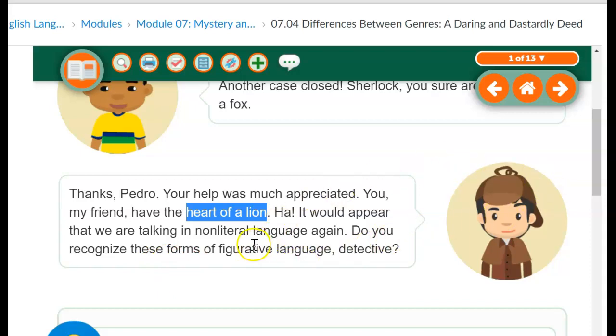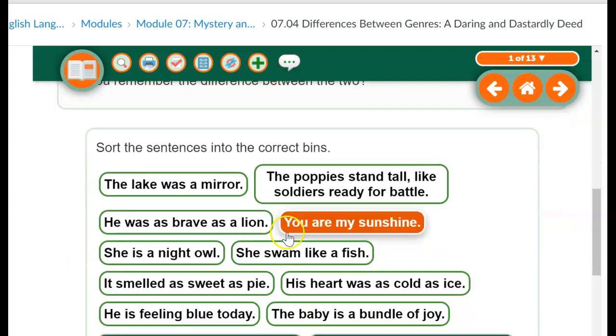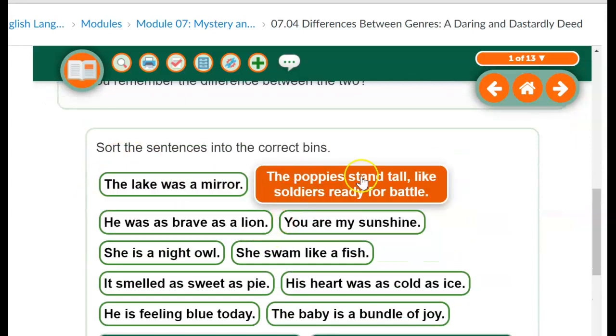So non-literal means not literal. Literal means exactly. So if I said, you are a lion, that means I'm telling you you are exactly a lion. But non-literal would mean it's not exactly like that. It's using something that has a certain characteristic and applying it to something else. So two of those figurative language types today that we're going to talk about are similes and metaphors. So we have a bunch of them here.